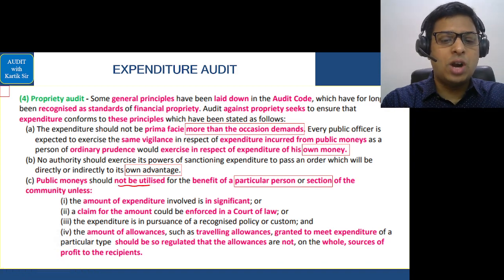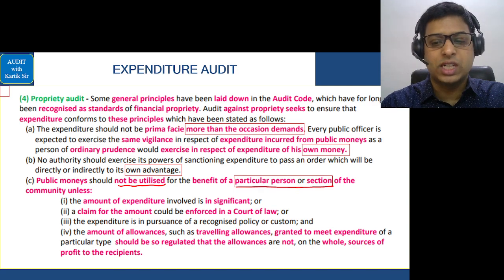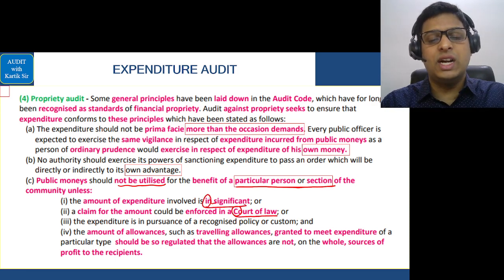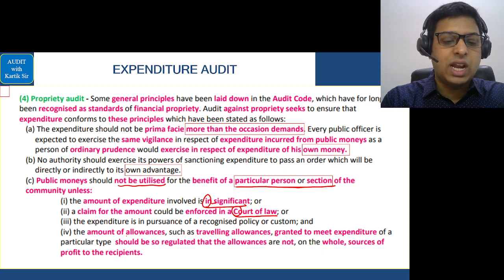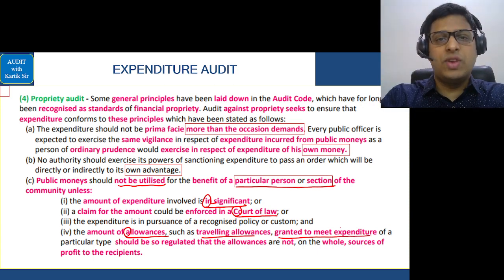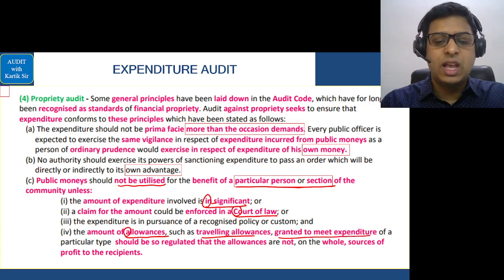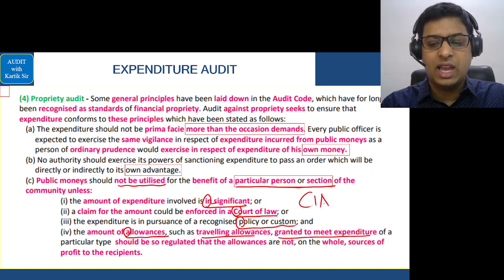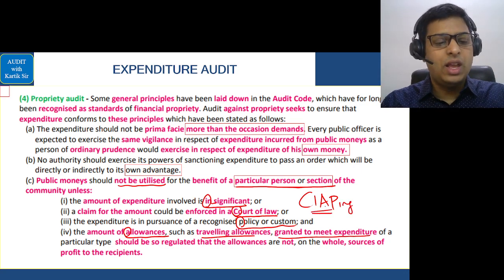Public money should not be utilized for the benefit of any particular person or section of the community unless, first, it is enforced by any court of law. Second, if the amount is insignificant. Third, if it is a case of any allowances, traveling allowances granted to meet expenditure of a particular type, then in that case you can favor a person if it is part of the regulations. And finally, if it is part of any policy or custom. So CIAPing is C, I, A, P and ing is just written in small just for the code. Okay, that is basically this.